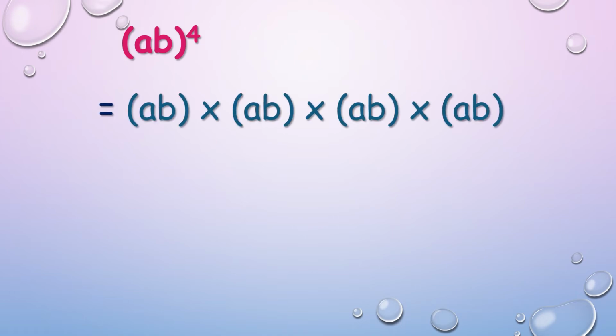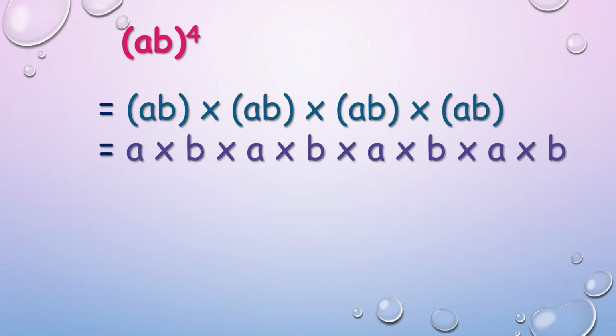Let's take another one, AB to the power 4. Okay, let's expand it. AB times AB times AB times AB. You know that between A and B there is a multiplication sign. So we can put that multiplication sign, and also we can remove the brackets here. So A times B times A times B times A times B times A times B.